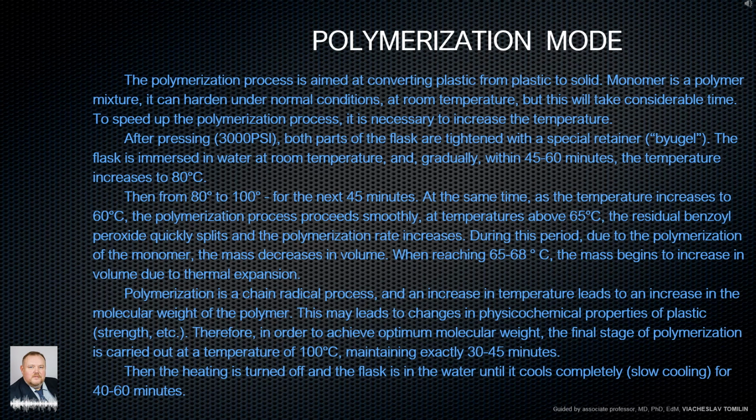Polymerization is a chain radical process, and an increase in temperature leads to an increase in the molecular weight of the polymer. This may lead to changes in physicochemical properties of plastic, strength, etc. Therefore, in order to achieve optimum molecular weight, the final stage of polymerization is carried out at a temperature of 100 degrees Celsius, maintaining exactly 30 to 45 minutes. Then the heating is turned off and the flask is in the water until it cools completely, slow cooling, for 40 to 60 minutes.